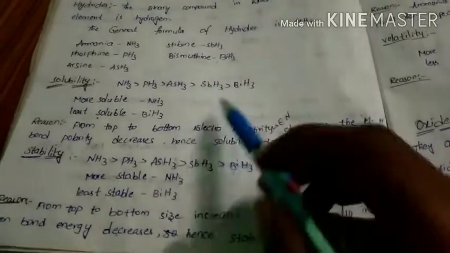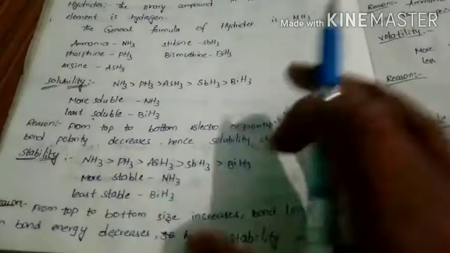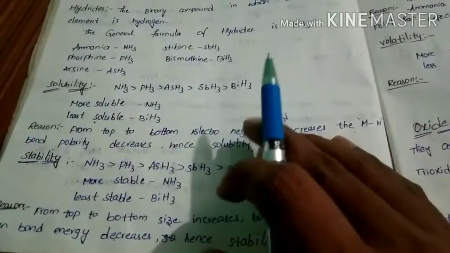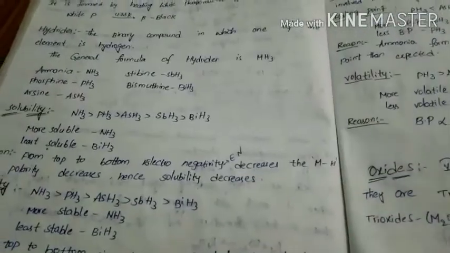So these orders are very important. You have to remember the orders. These orders are very, very important. They may ask these orders in a one mark question, or they may ask them at competitive level also.